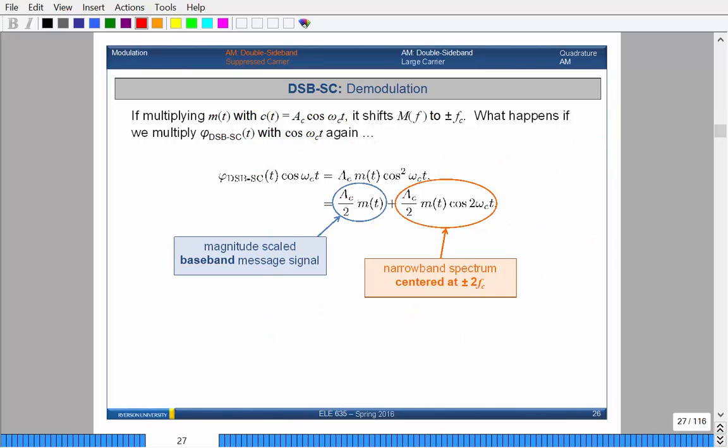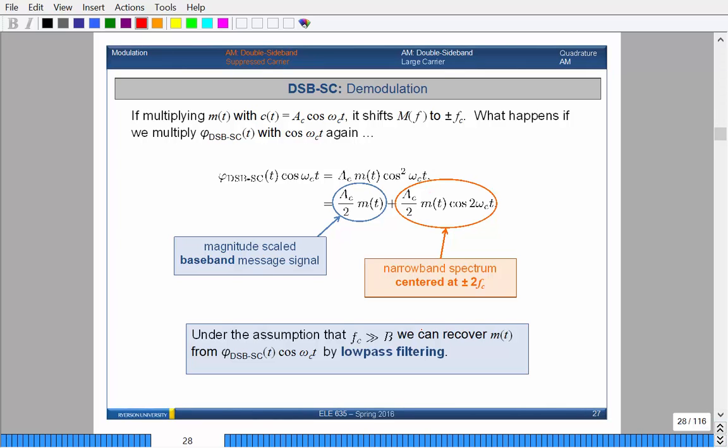Okay? So this is your baseband signal that is scaled by the height of your carrier divided by 2, and then this is the message signal that is centered at plus minus 2fc or 2 omega c or whatever notation you want to use. So if you want to get rid of this, you just use low-pass filtering and you'll get rid of this component and you're left with the original message itself.